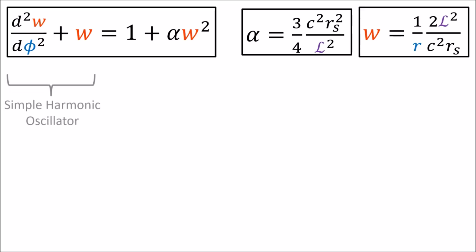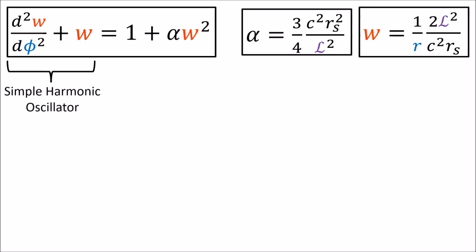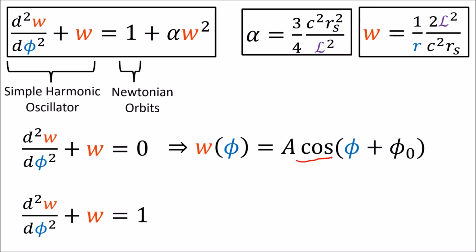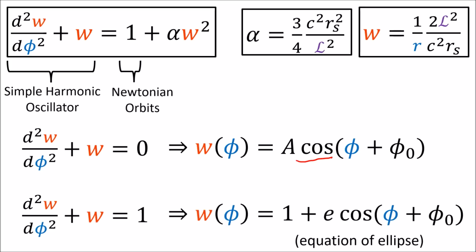On its own, the left-hand side of this differential equation equaling 0 is just the simple harmonic oscillator with a sinusoidal solution. If we include the constant 1 on the right-hand side, we get the equation for an ellipse, where this e value is the ellipse's eccentricity.